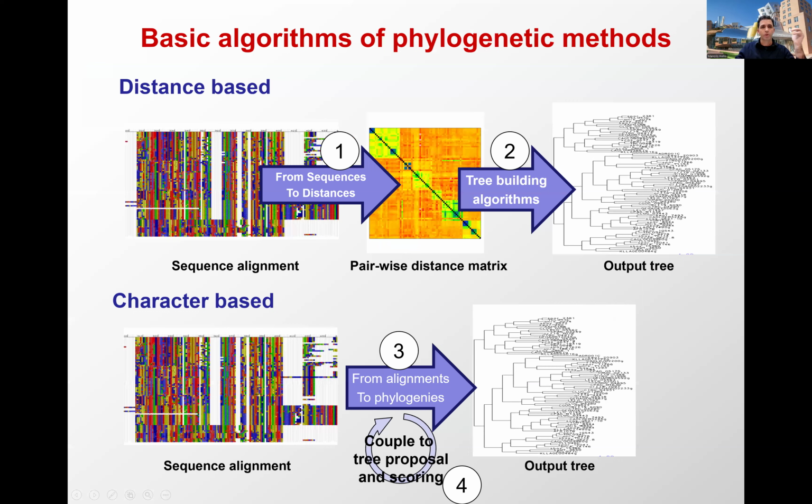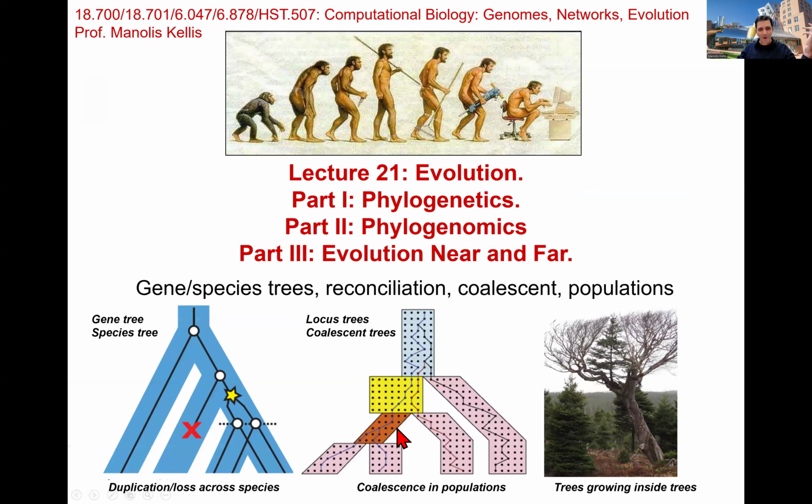Awesome. So that completes part one of this very ambitious lecture. That basically says, how do we build phylogenies? We can go from sequences to distances, from distances to trees, from alignments to trees, as long as I have these tree proposal and score. Can I get a 5, 4, 3, 2, 1 on this part? Awesome. You guys are great. All right. So this was part one. Let's go to part two.